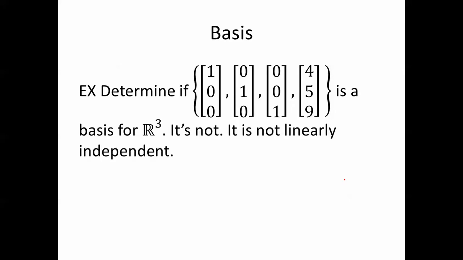Well, it's not linearly independent. It's linearly dependent. Again, a basis for R3 has to have three vectors. If you have four vectors, that's too many. It's got to be linearly dependent if it has four vectors.